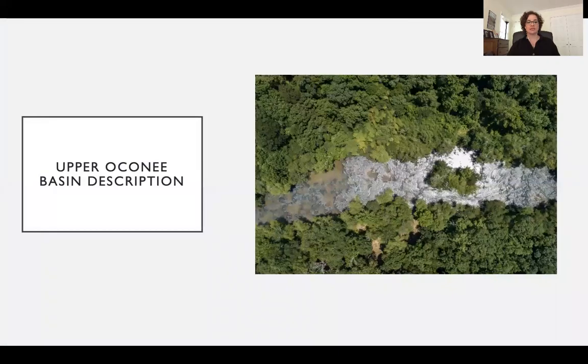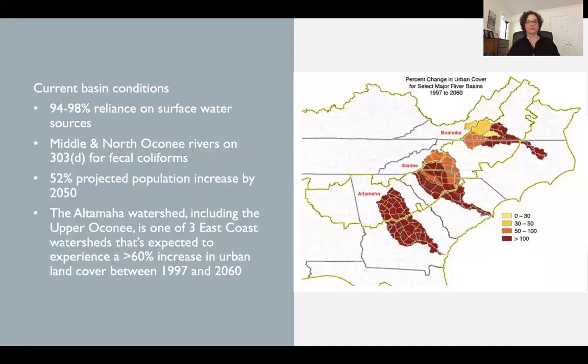The Upper Oconee Basin is a forested source water watershed. 94 to 98% of our drinking water comes directly from surface water sources. The primary sources are the Middle and North Oconee rivers, both of which are on the 303(d) list of impaired waters for fecal coliform contamination. There's a 52% projected population increase in the Upper Oconee Basin by 2050. Additionally, the Altamaha watershed, including the Oconee watershed, is one of 3 East Coast watersheds that's expected to experience a greater than 60% increase in urban land cover between 1997 and 2060.